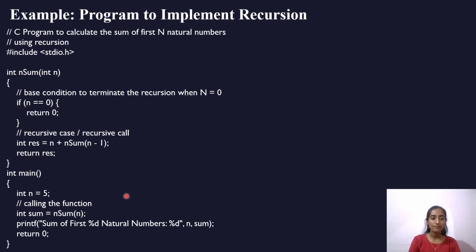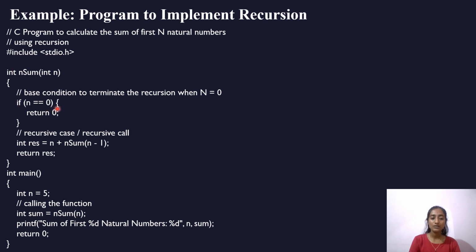Let's see the program. This is the example program of recursion, and #include <stdio.h> is a header file for C functions, which includes printf and scanf. When you want to use printf and scanf, you should include stdio.h. int nsum(int n). This is the function with argument 1.